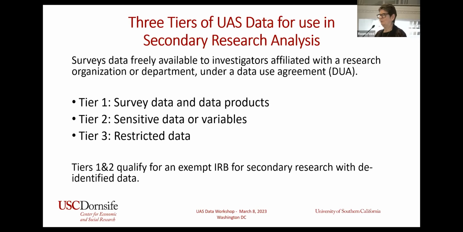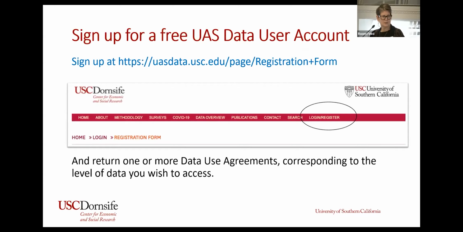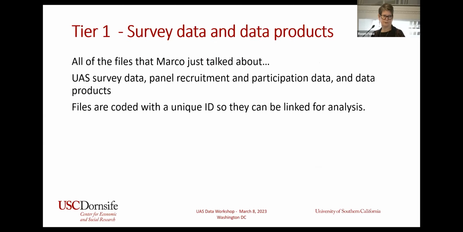Just to mention IRB for a moment, which is very boring, but the tiers 1 and 2 data, because they're coded and we won't hand over the code crosswalk, they do qualify for an exempt IRB on your end if you need to do IRB, which makes it easy. So to get to the data, just sign up for a free UAS data user account. We have it there on the menu that Marco was showing you down at the end for login and register. You can click on that. And once you fill that out, you'll return 1 or more data use agreements, depending on which kind of data that you're going to be using.